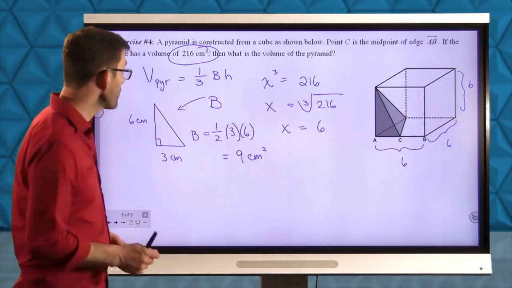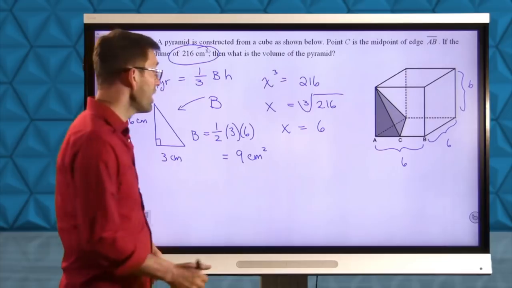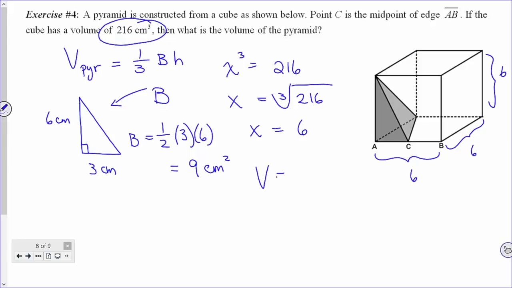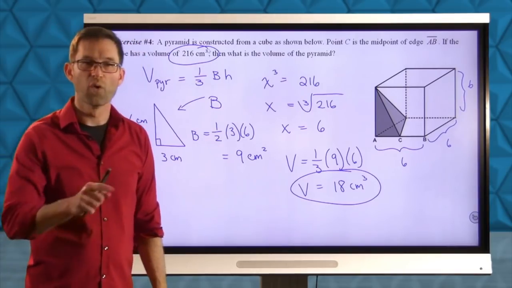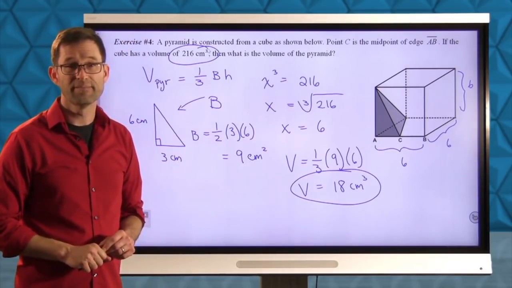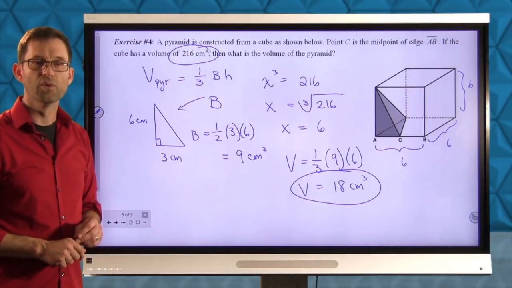And now I've got everything I need. I know the height is 6. I know the area of the base is 9. So my volume now will be 1/3 times 9 times 6. And we could do that all on our calculator or in our heads. Either way, we get 18 cubic centimeters. No rounding needed. That's it. Let me step back, take a look, write down anything you need to, and then we'll wrap it up.